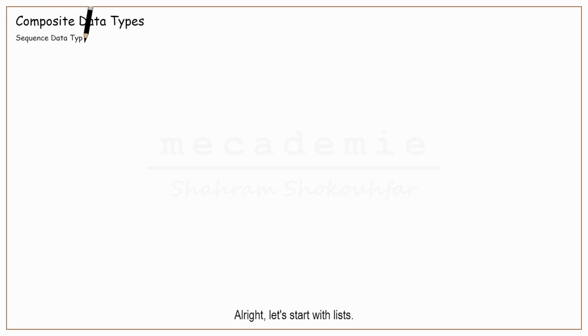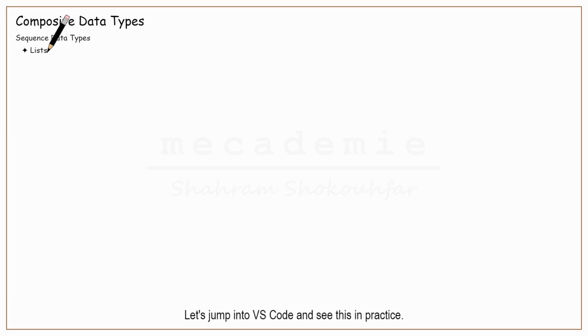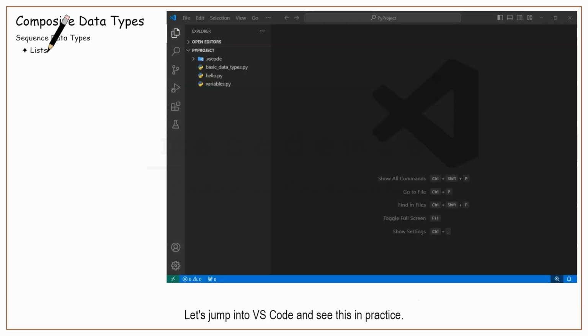All right, let's start with lists. Think of a list as a collection of items, like a grocery list. Each item in the list can be of any data type: integers, strings, or even other lists. Let's jump into VS Code and see this in practice. I create a new file and name it list.py.